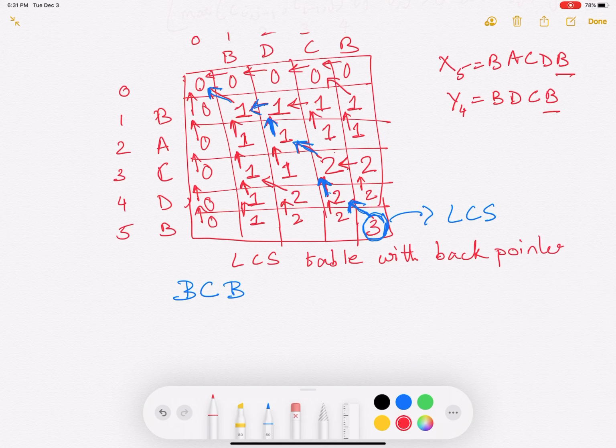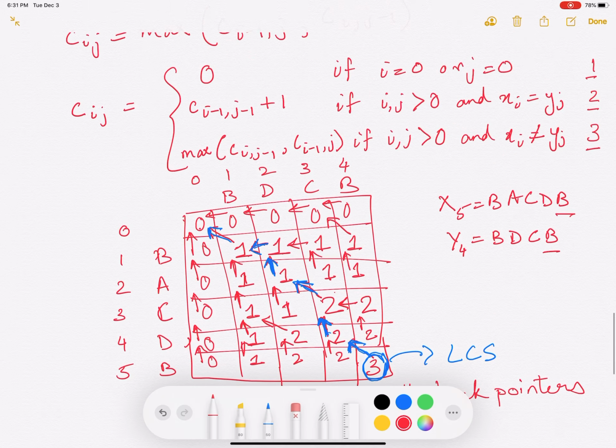And once again, if you want to implement it, it's simple. Basically you have to implement equations 1, 2, and 3. Those are the cases that you need to implement. In your table, you will have to keep track of these pointers and use backtracking. Go back on these pointers, print it, and you'll get your LCS.